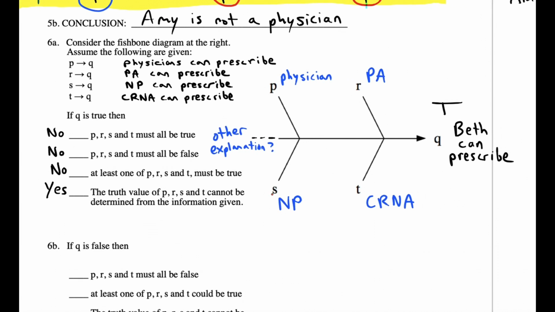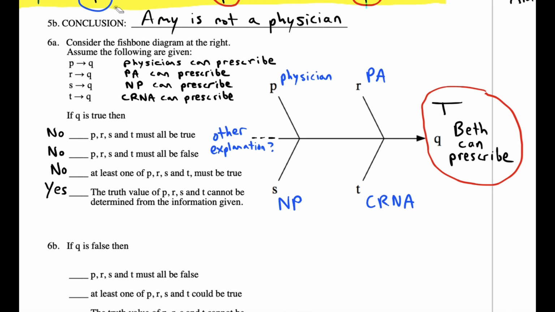Okay, the big takeaway from that is that just knowing that Q has occurred never allows us to know for sure whether one of these things caused it, P or R or S or T, or the other explanation. This is why abductive reasoning is not 100%.